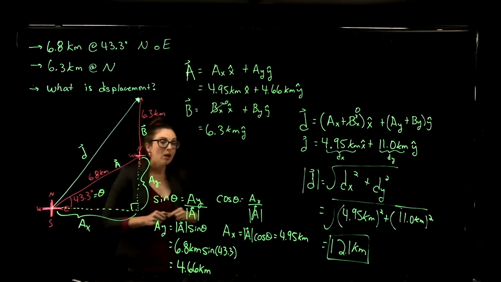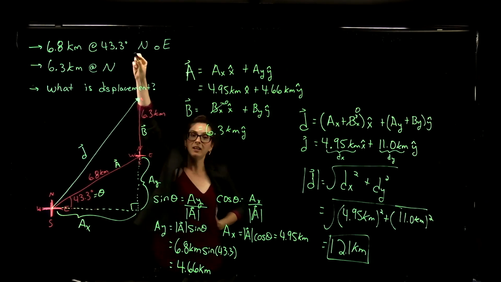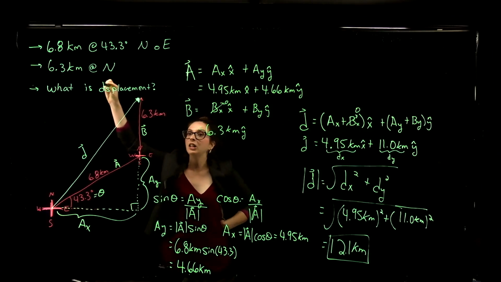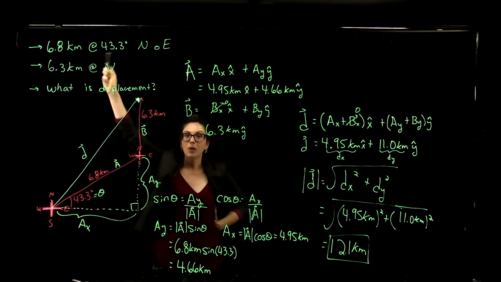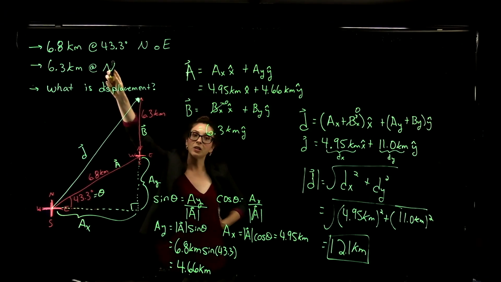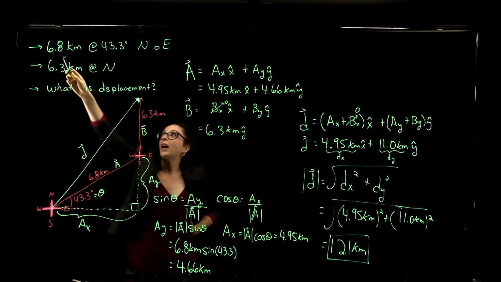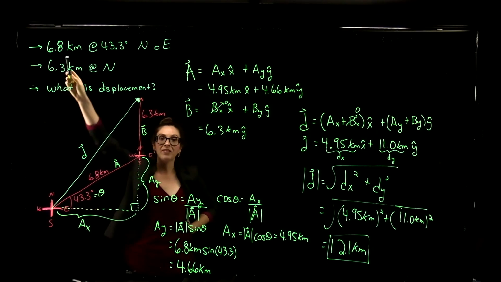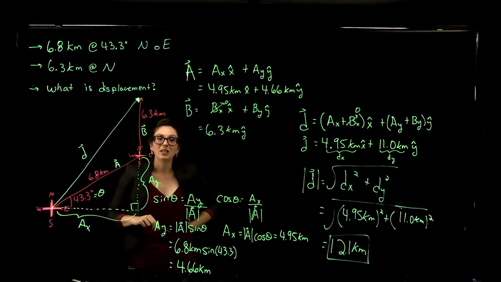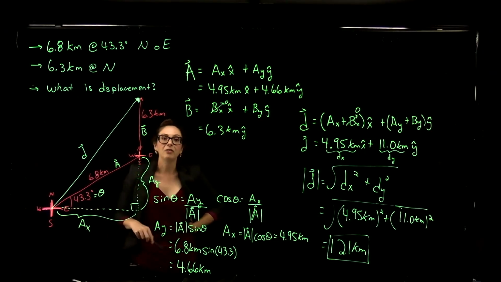Now, whenever you solve this problem, you will be going north of east, and then you will be going directly north, but the value for your angle here is going to be different than what I have, and the values for both of these displacements are going to be different from the numbers that I have here as well.